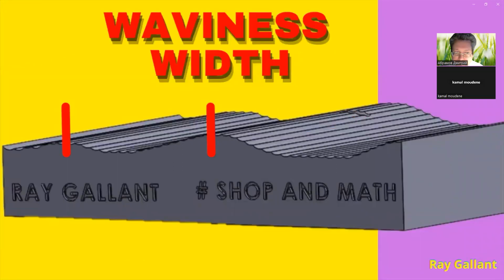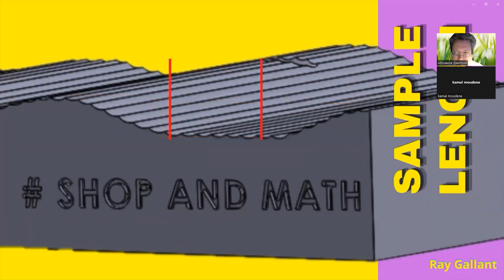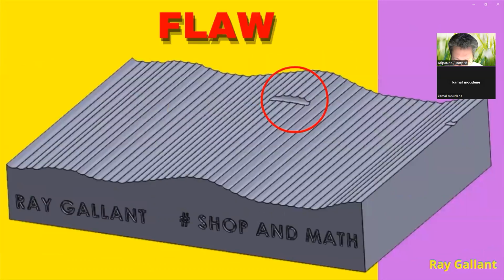Roughness width is the distance parallel to the normal surface between successive peaks and ridges. Wave height is the distance between the peak and the valley. Sampling length, roughness width cutoff. Basically, this sounds a lot more difficult than what it is, but it's just the distance that we're measuring over. And later on in this video, when I do a demo using the surface roughness tester, it's the amount that the probe travels in and out.